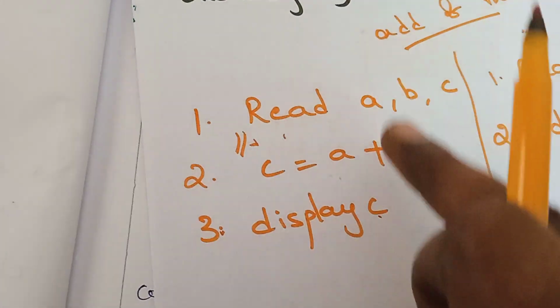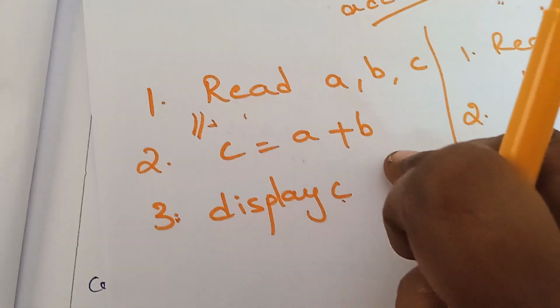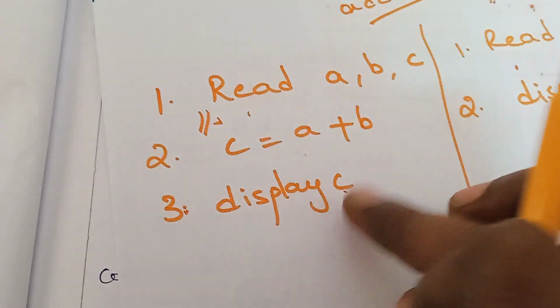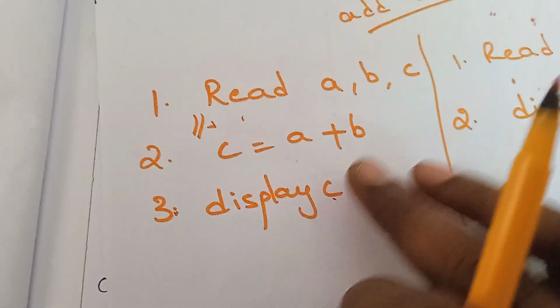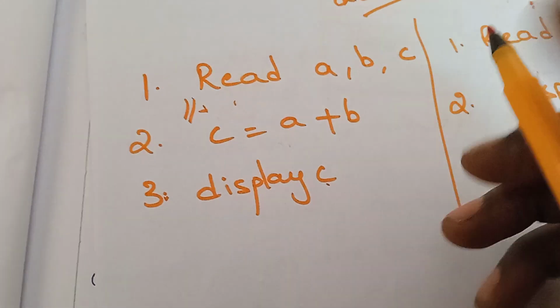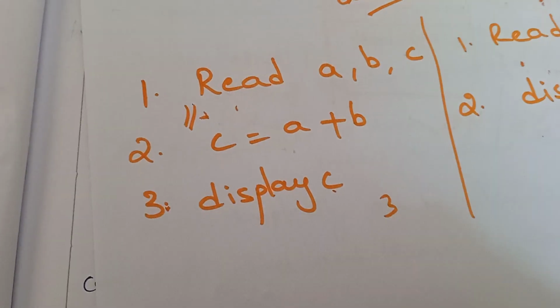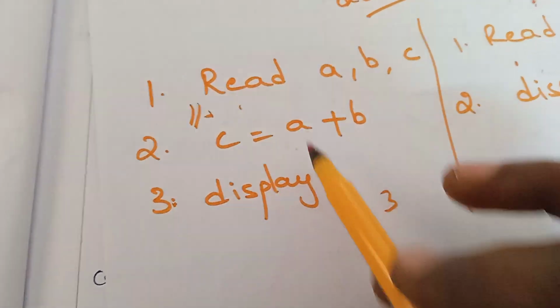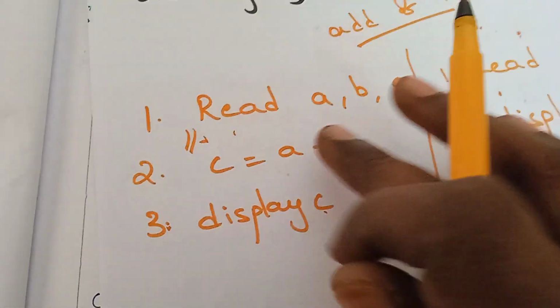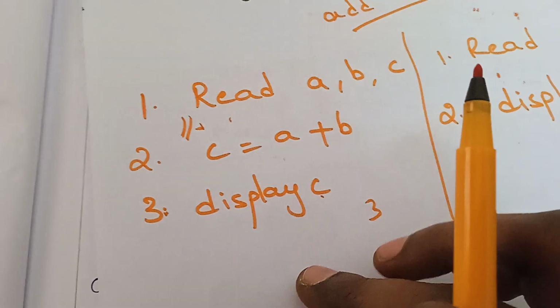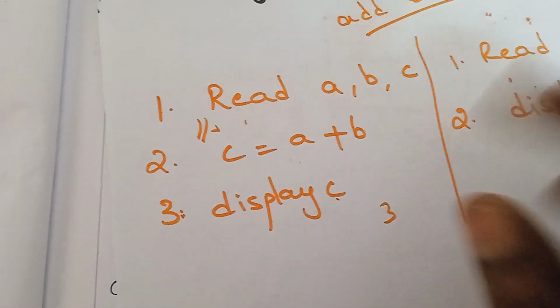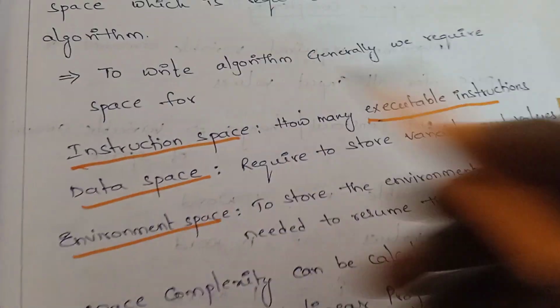Okay. So if you have 3 lines of code which are executable instructions, you have to say there are 3 instructions. So the instruction space of this algorithm is 3. Okay. Instruction space of this algorithm is 3. If I have 3 more lines of comments, it is still 3. Okay. Now look at the next.